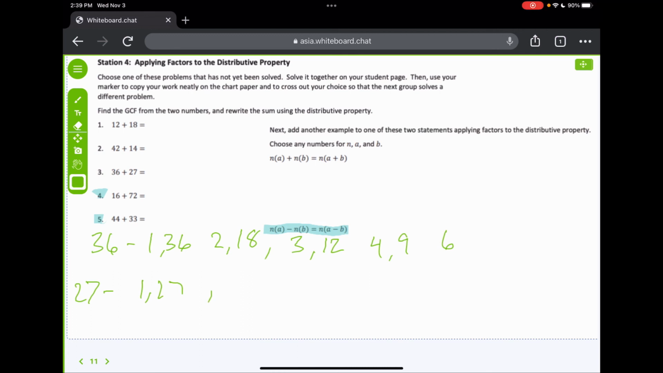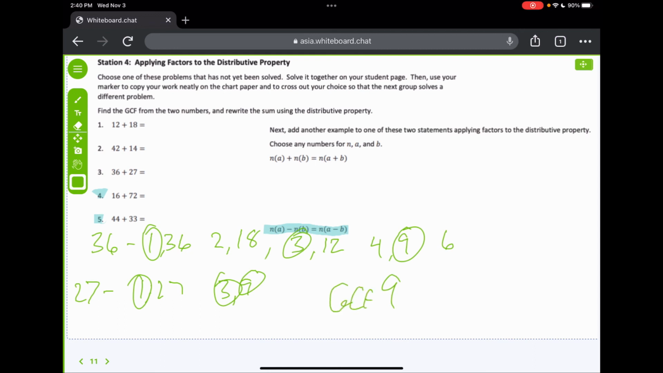2 won't work. 3 will. 3 and 9. 4 doesn't work. 5 doesn't work. 6 doesn't work. 7 doesn't, and 8 does not. So, what's our greatest? Let's circle our common factors. 3, 9, 27's not, so 9 is the GCF.